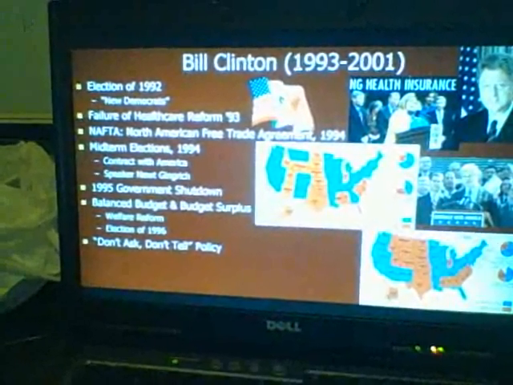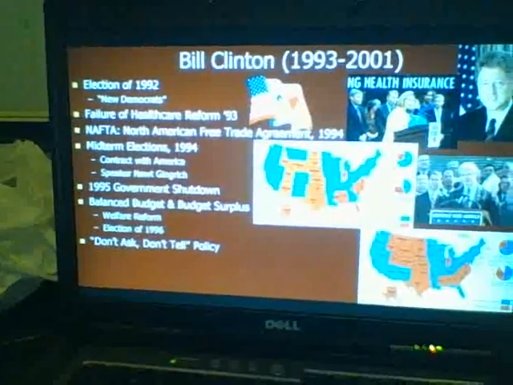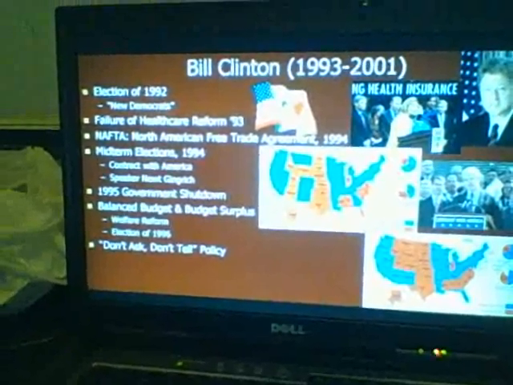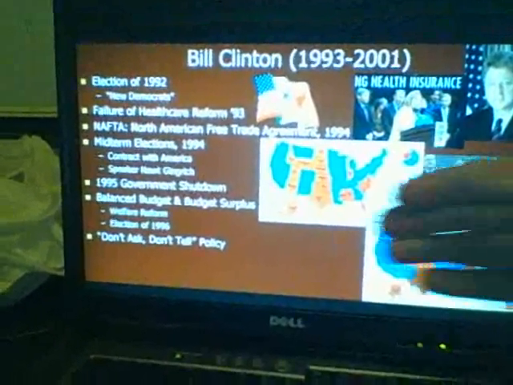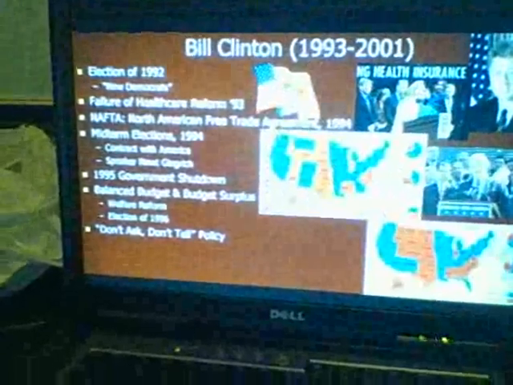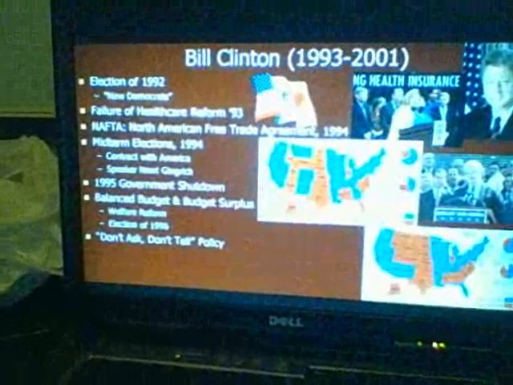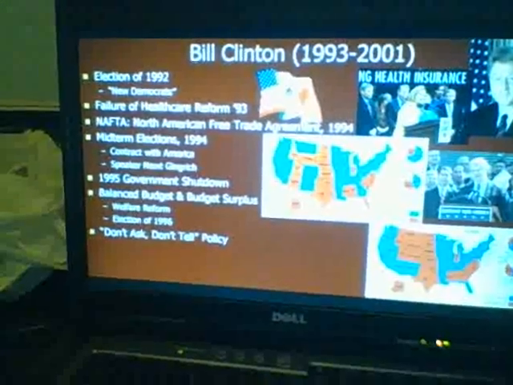Democrats went on to win the White House and both houses of Congress as a result, so Clinton could get some things accomplished. So we're going to now look at some of the things he did in his first term and see how they panned out. The first of which is the failure of healthcare reform.